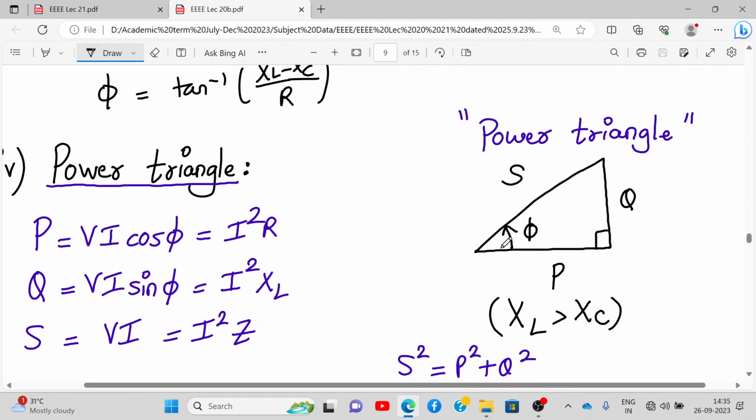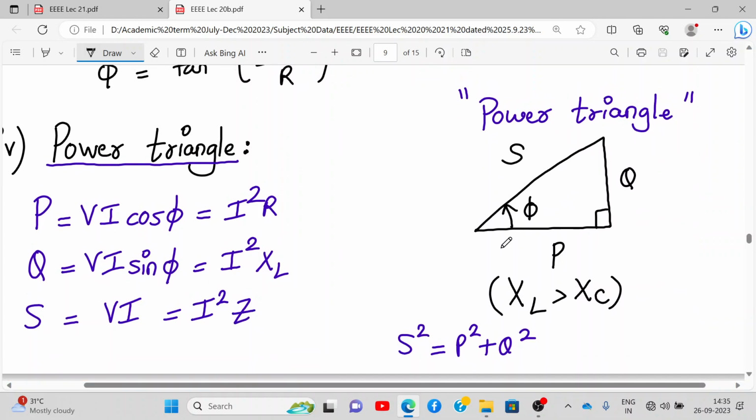And what are the formulas? Power P will be VI cos phi, Q will be VI sin phi, and S will be V into I. What are the alternative formulas? We have written this before, I'm just repeating it. Power is I square into R, Q is I square into XL, and S is I square into Z, provided XL is greater than XC. And from the power triangle by Pythagoras theorem, S square is equal to P square plus Q square. I guess we have repeated the same thing in RL series and RC series circuits, right? So over here, we end our discussion for the first case, XL greater than XC.